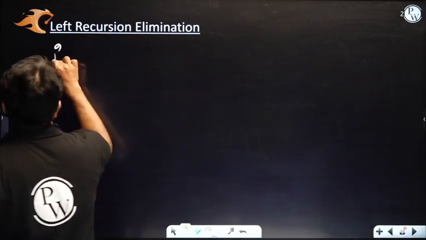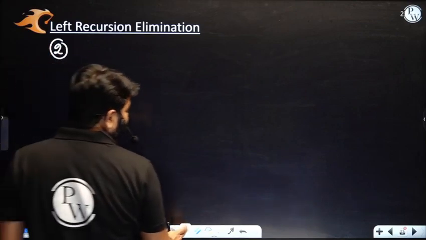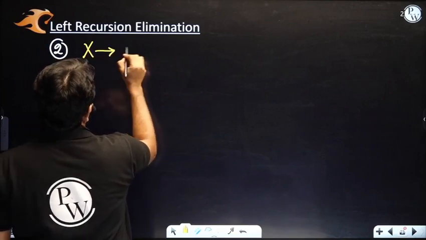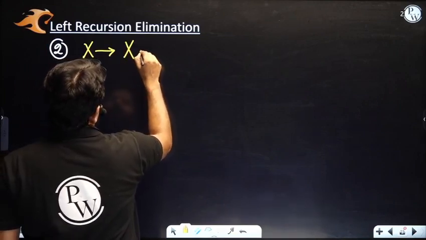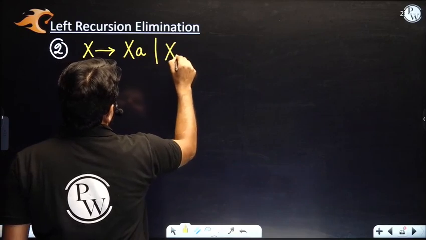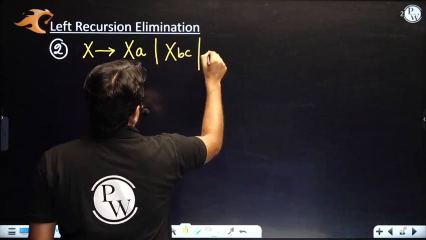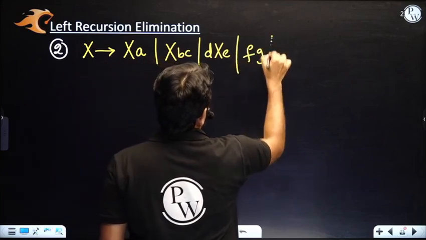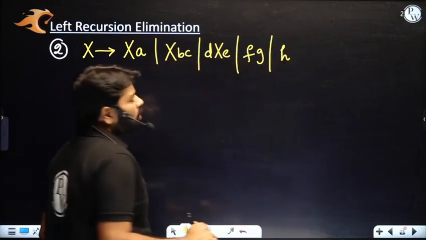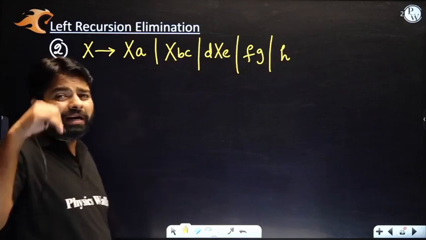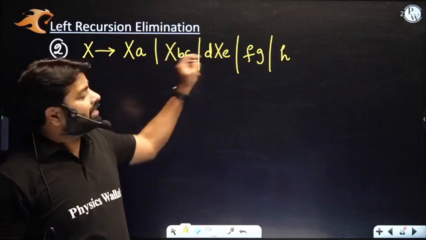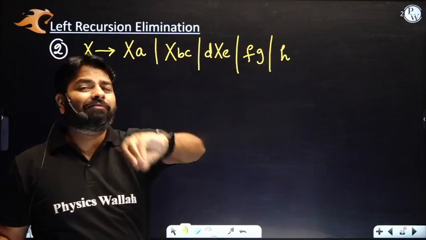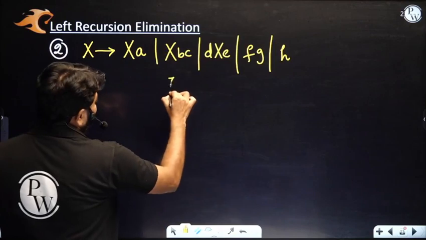Let me take a second example, which will conclude direct left recursion. Suppose I have X derives X a or X b c or d X e or f g or h. Now how many left recursive terms? I'm not asking how many recursive terms. There are so many recursive terms, but how many are left recursive? Only these two. These three do not have any left recursion.